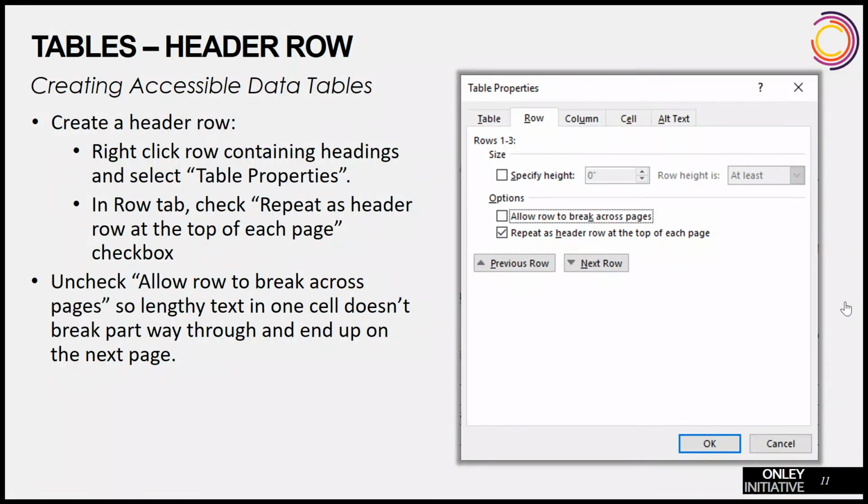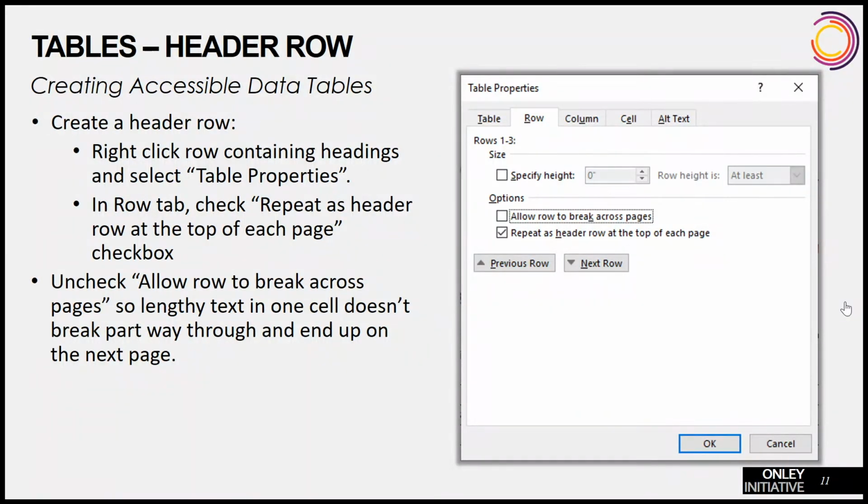To create a header row, right-click the row you wish to use as the header row and select Table Properties. In the Table Properties dialog, you should now be in a Row tab, where you can check the checkbox that says Repeat as Header Row at the top of each page. Also, be sure the setting for Allow Row to break across pages is unchecked, so that the lengthy text in one cell doesn't break partway through and end up on the next page.